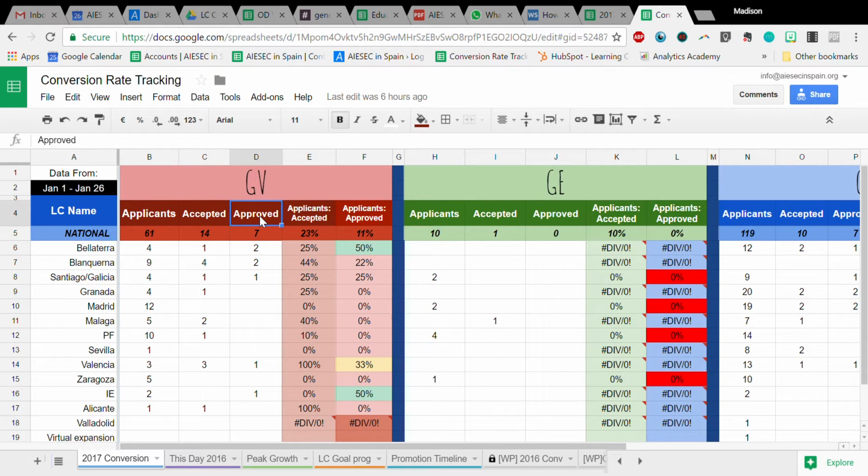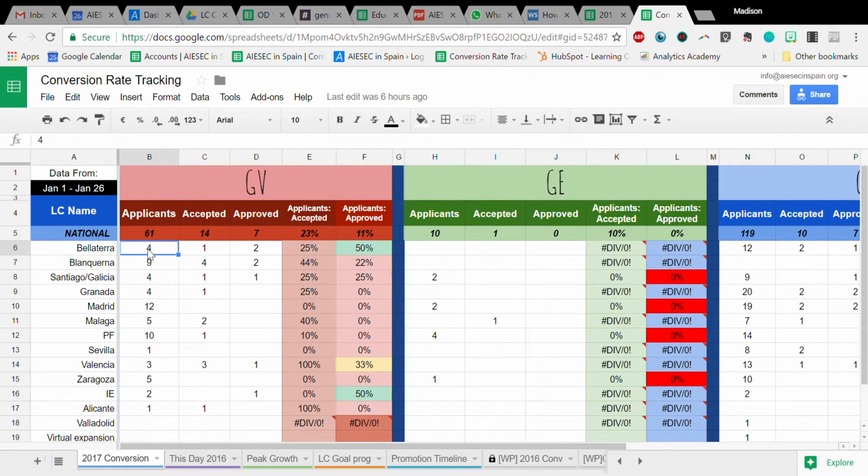So this pretty much tells us how well prepared the customers are when they sign up, how well they know AIESEC before they create their profiles or start applying, and so on. Here we have the conversion rate tracker pulled up. I'm on the 2017 conversion rate tab.